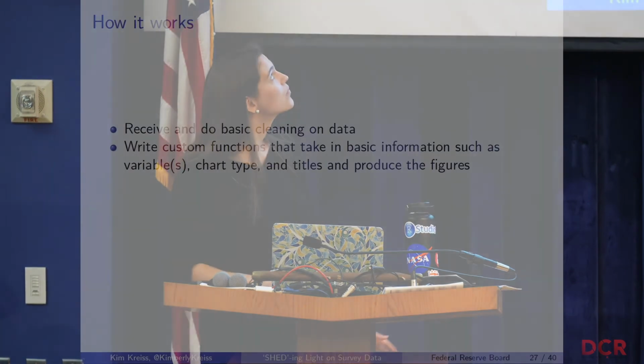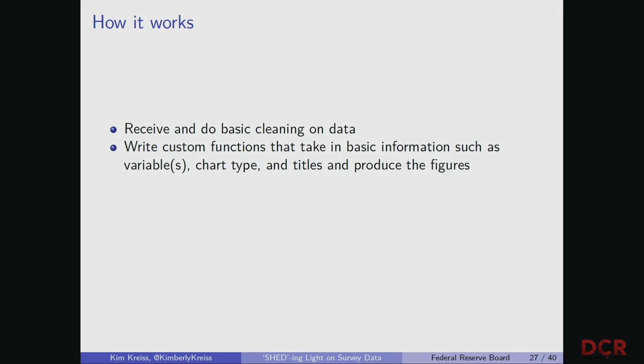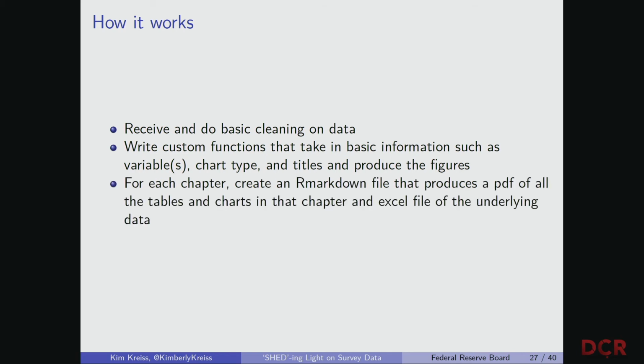We might want to do something like group people into high income, middle income, low income, instead of using just those preset intervals. So we write custom functions that are going to take in some basic information, such as what variables we're looking at, the chart type we want to produce. So maybe we want to do just a basic bar chart. Maybe we want to do a group bar chart, something like that. And then just some parameters like titles, things like that, and then we use that to produce the figures.